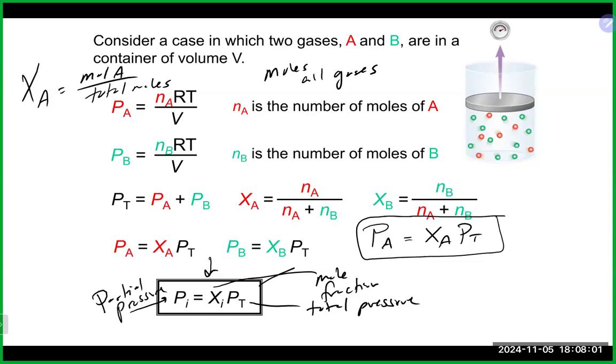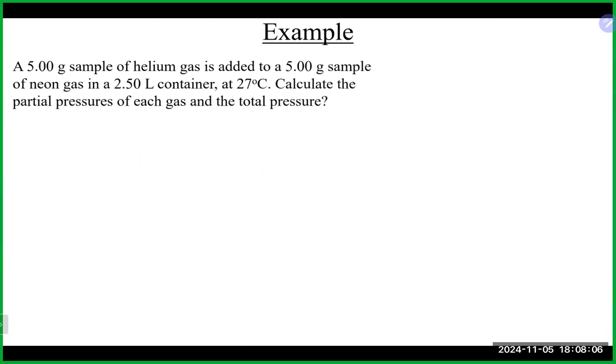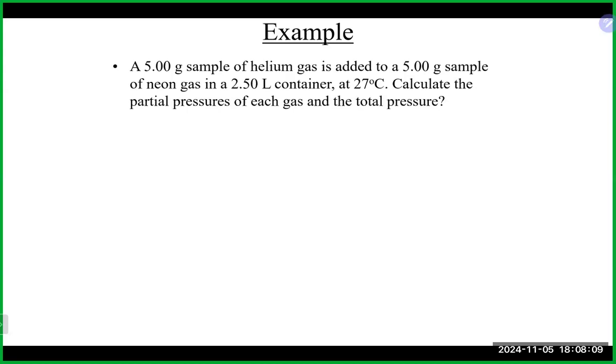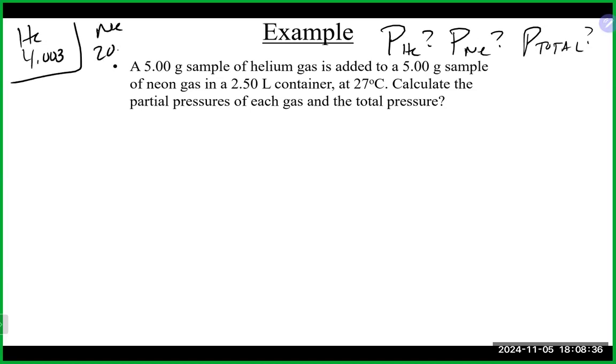All right, so let's take a look at a couple here and see what we come up with. A 5-gram sample of helium is added to 5 grams of neon. They're in a 2.5-liter container at 27 degrees. What are the partial pressures of each gas and the total pressure? So we're looking for the partial pressure of helium, the partial pressure of neon, and the total pressure of everybody. Helium is 4.003 and neon is 20.18. Take a few moments there and we should get 3 answers.